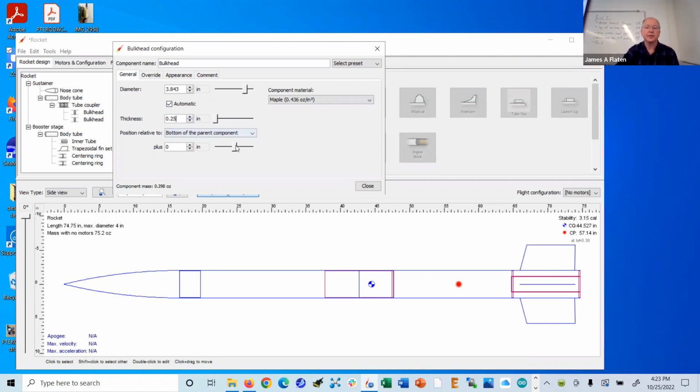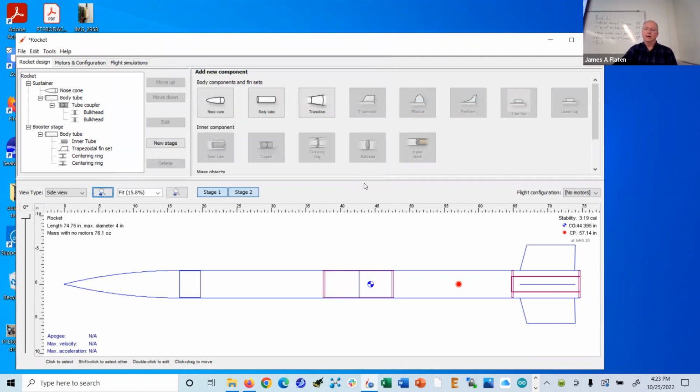0.25 inches, but this one I'm going to drag it up to the top. So now I have one bulk plate at the top and one bulk plate at the bottom of the coupler. Before I put a motor in, I do need a few other things though. You can put a lot of details in here.